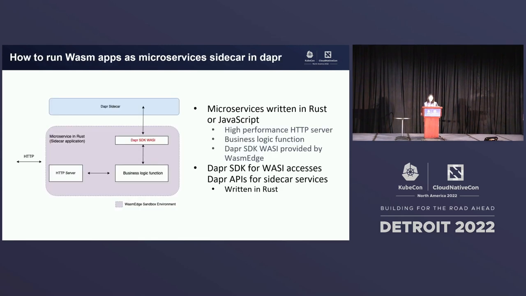So let's see how it actually works. In a typical Dapr application, the microservice is attached to a Dapr sidecar. Look at the purple rectangle. It is the microservice. It is written in Rust. It communicates with the Dapr sidecar through the Dapr SDK for WebAssembly.